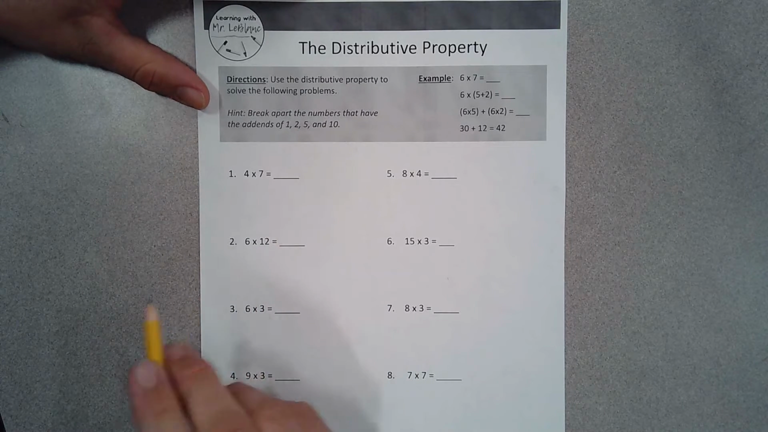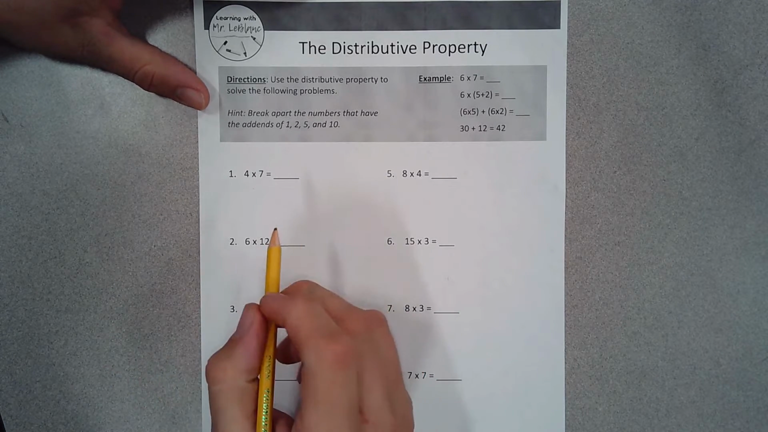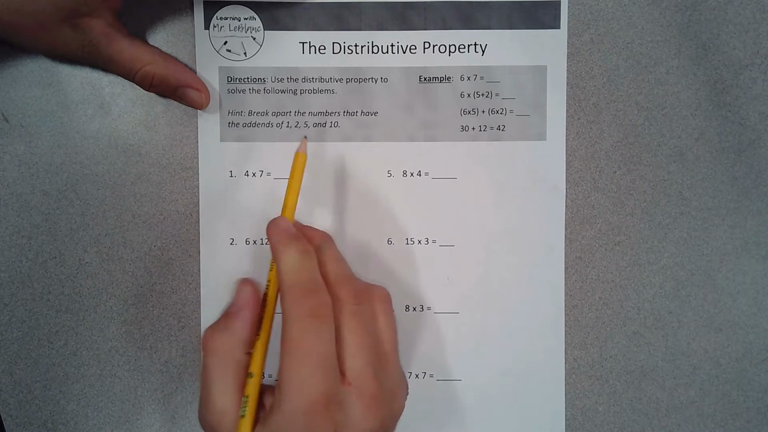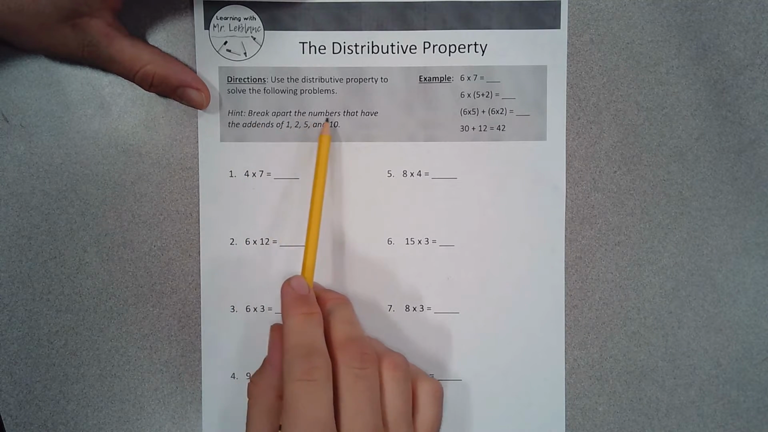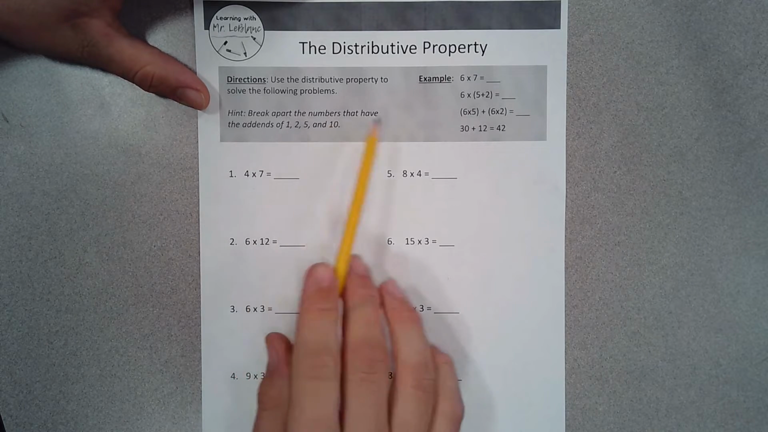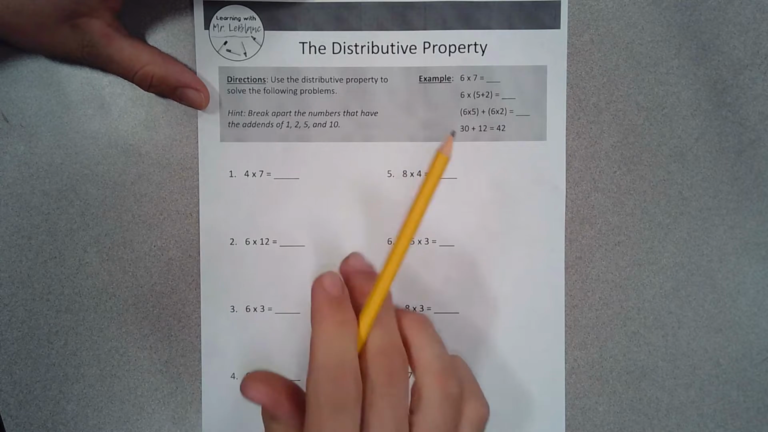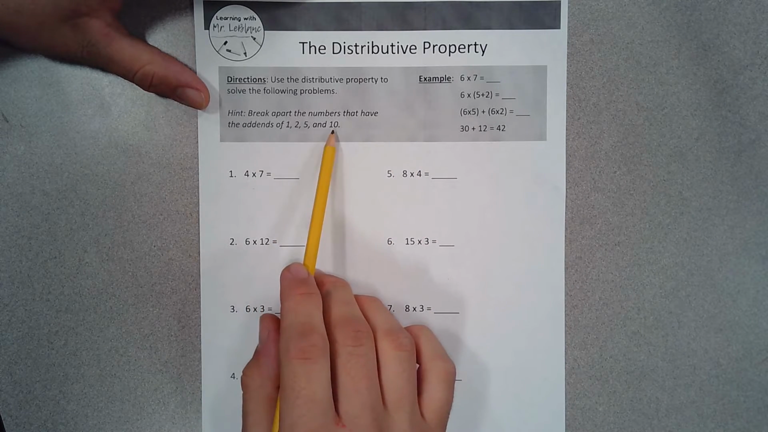So I'm going to go over how you might solve some of these, and hopefully you can work through the rest on your own. So for the first one, we have 4 times 7. So we're going to break this 7 into 5 and 2. As a reminder, we can break apart numbers that have the add-ins of 1, 2, 5, and 10, because those are pretty easy to skip count by. We have 2, 4, 6, 8, 5, 10, 15, 20, 10, 20, 30, 40. We can skip count by those to multiply pretty easily.